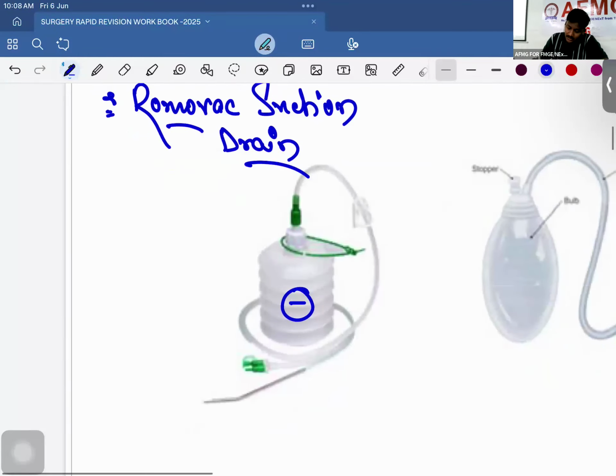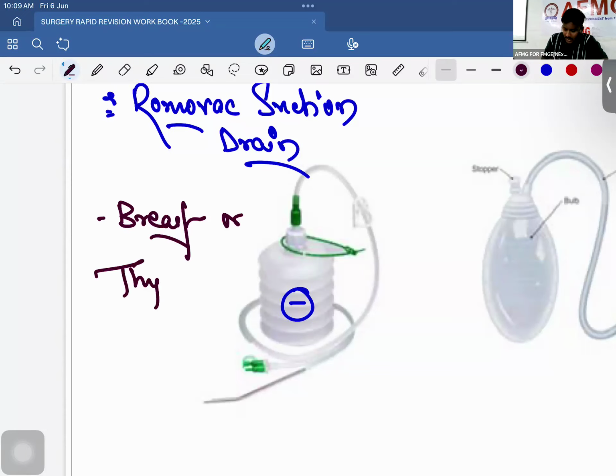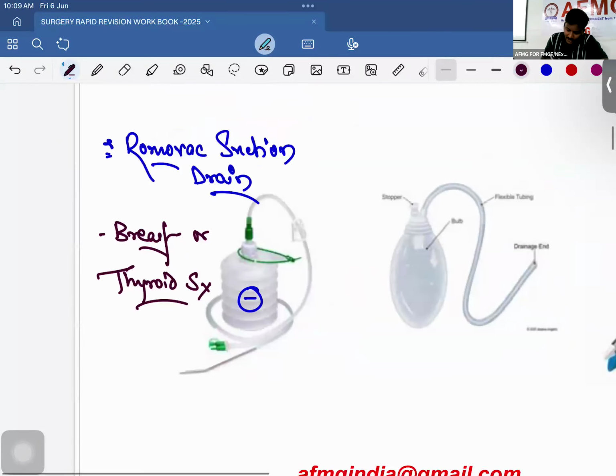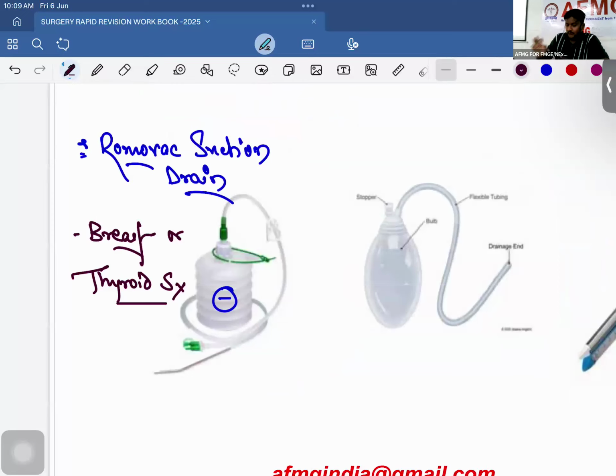The most common surgeries will be breast surgeries like MRM, that is modified radical mastectomy, or thyroid surgeries beta. So after a breast or a thyroid surgery beta, the Romovac suction drain is commonly inserted. Reason, we know the most common complication of a modified radical mastectomy is seroma. We know seroma is nothing else but collection of serous fluid after the breast surgery called MRM beta. Okay, and to prevent that seroma, we have to insert a Romovac suction drain.